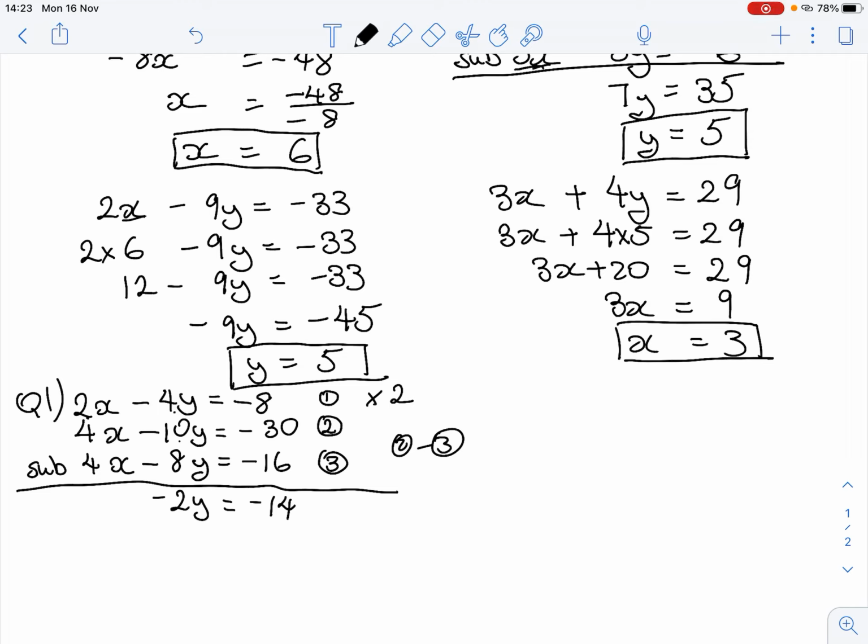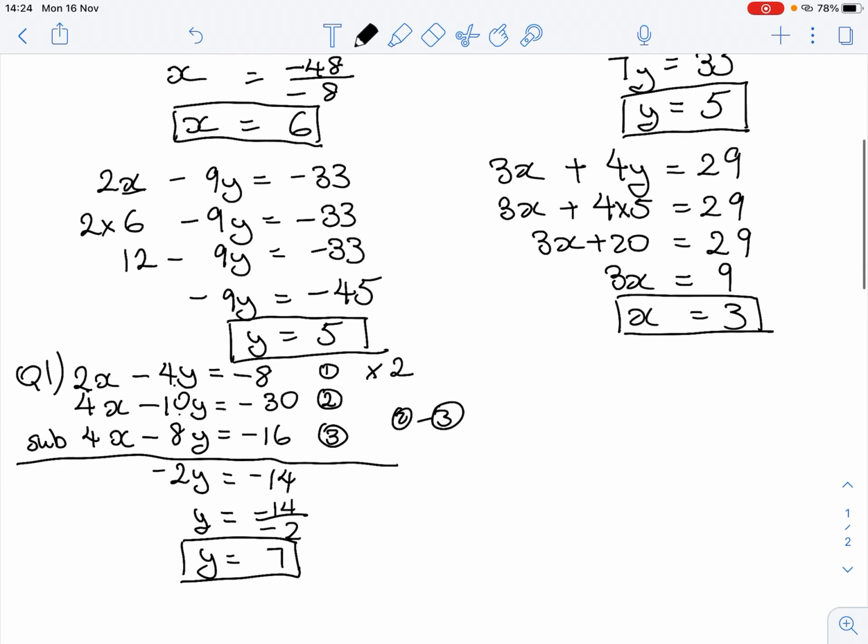So we just solve our equation. We get minus 2 multiplied by y equals minus 14. To get rid of the minus 2, we divide by minus 2 on both sides of the equation. So we get y equals 7. Again, there is one value for x and one value for y. So we've got the value for y is 7.